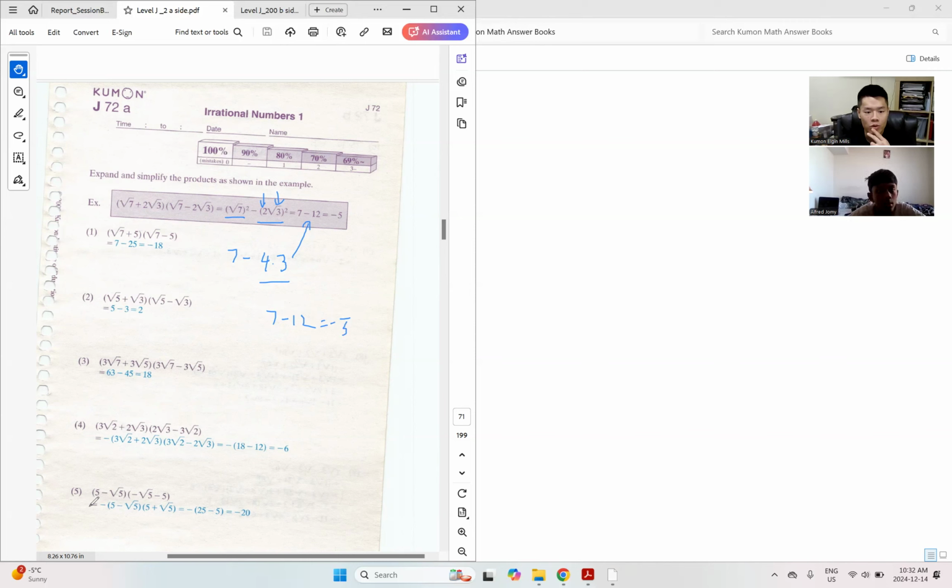With that, can you try number 5? This one is a little bit tricky. Get ready to change the sign somewhere. Can you try this without looking at the answers first? Yes. Okay, let's try and see what you got.